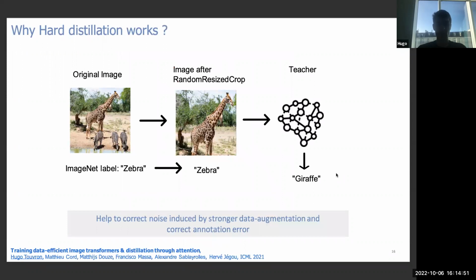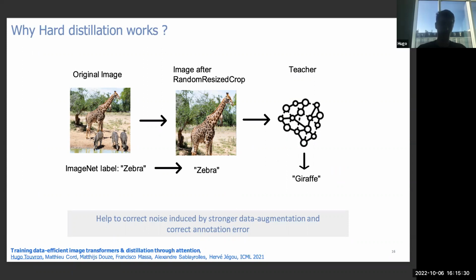Now I will try to explain why hard distillation works, because we can think that if we have the optimal teacher with 100% accuracy, it will be similar to using the ground truth labels. But in fact, it's not really true, because during the training we use data augmentation, and with transformers, in order to avoid overfitting, sometimes we use very strong data augmentation. And one main drawback of strong data augmentation is that it can corrupt the labels. For instance, here, this is a simple example with random resized crop.